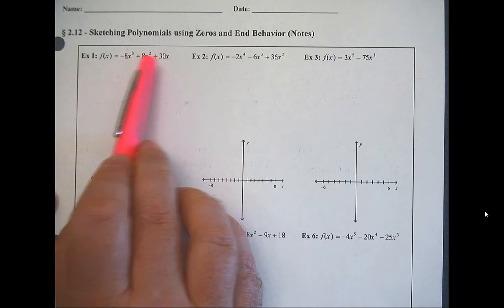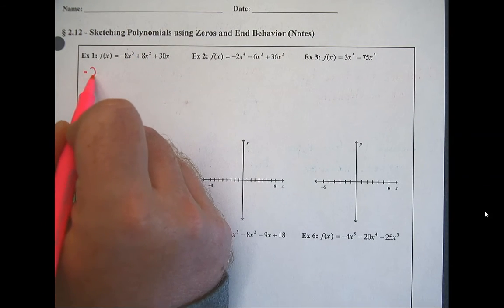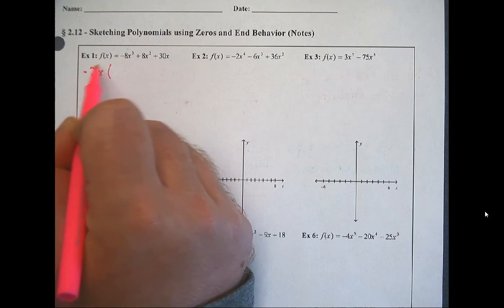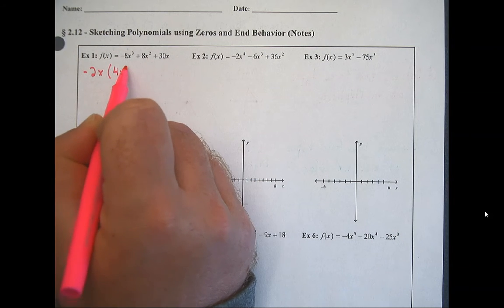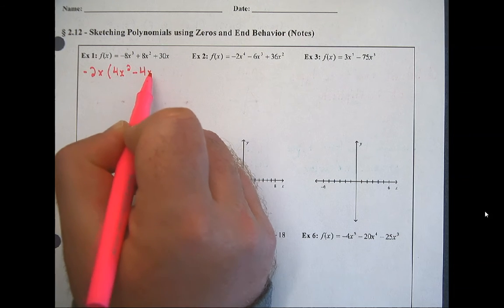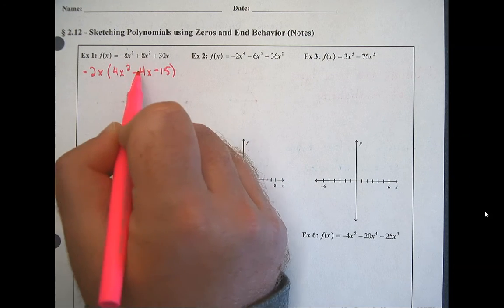Do 8, 8, and 30 have something in common? They all have at least 2. So negative 2, and these all have at least an x. That leaves me with, now I have to distribute to build back what I had before, so that'd be 4x squared, subtract 4x, subtract 15. Because I took out the negatives, these signs are going to switch around.